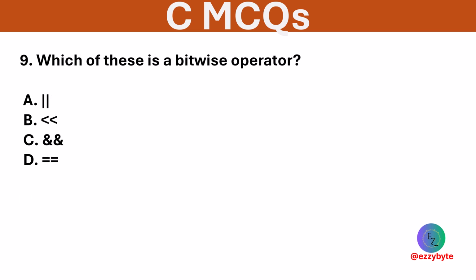Which of these is a bitwise operator? Options are logical OR, bitwise left shift, logical AND, or equality operator. Option B is correct. This is a bitwise operator that shifts bits to the left. The others are logical or comparison operators.